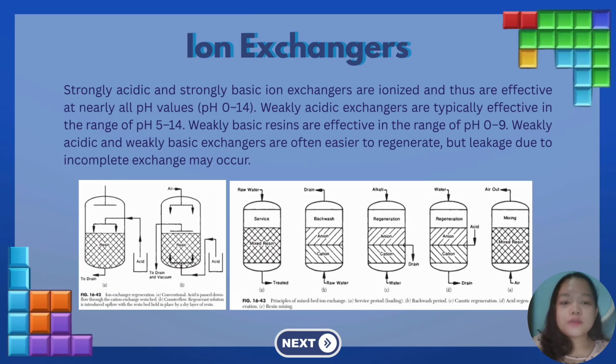There are four main types of ion exchangers: strongly acidic, strongly basic, weakly acidic, and weakly basic resins. Strongly acidic and strongly basic exchangers are effective across the full pH range of 0 to 14, while weakly acidic resins work best between pH 5 to 14, and weakly basic resins are effective from pH 0 to 9. While weaker exchangers are easy to regenerate, they may cause leakage due to incomplete ion exchange.